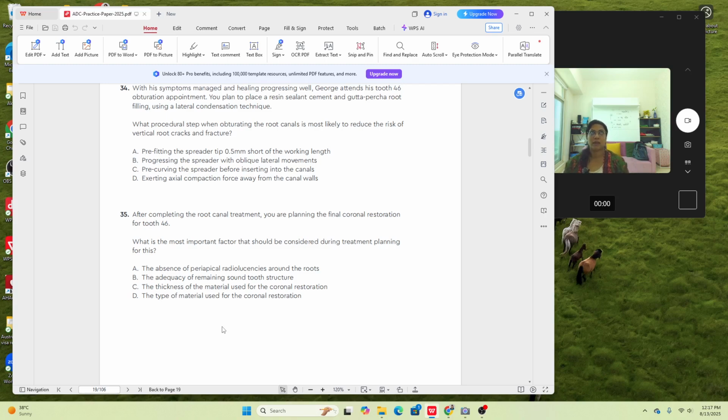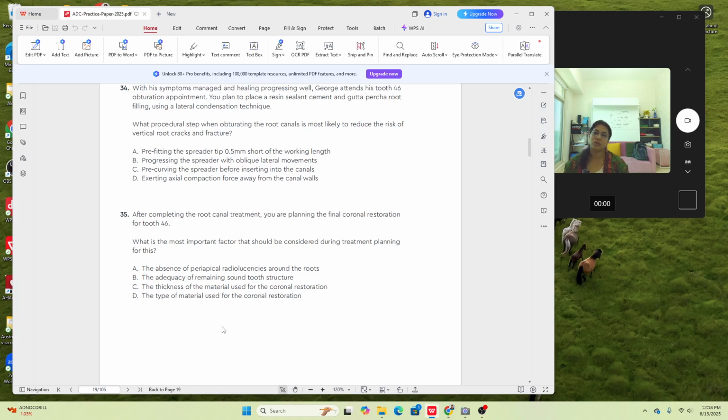You are putting a crown possibly, or an onlay, or an inlay, or you're just simply doing something else. But for any restoration, the basic principle for it to last is that it has to be placed on a sound coronal tooth structure.